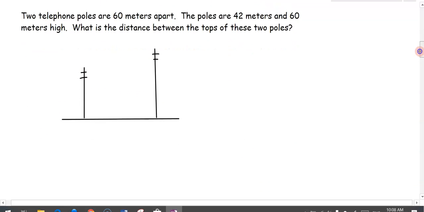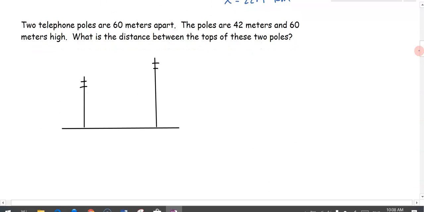Let's try another one. This one's a little trickier. Two telephone poles are 60 meters apart. The poles are 42 meters and 60 meters high. What is the distance between the top of these two poles?